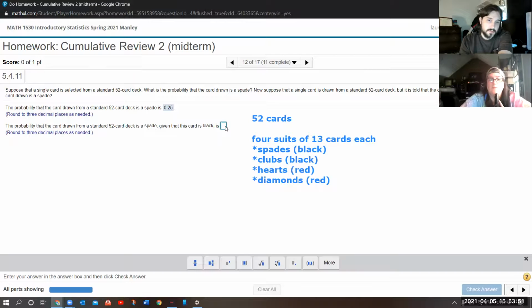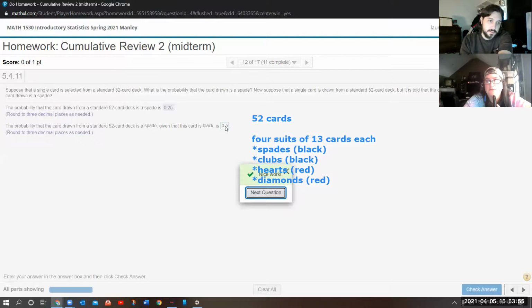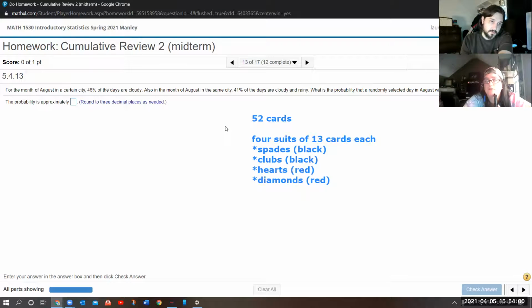Another way you could think about it is there are 13 cards in each black suit. So 13 plus 13 is 26. 13 over 26. 13 spades over 26 black cards total is also 0.5.